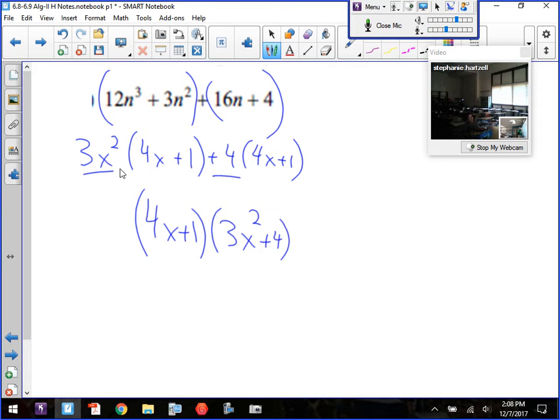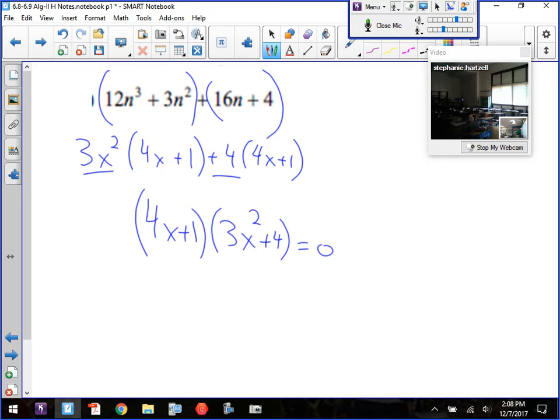Plus 4. Now, this problem said, hey, factor it. I'm done. I can't factor it any further than that. There's nothing left for me to do. All right? If this problem said solve for zeros, it would have looked like this.